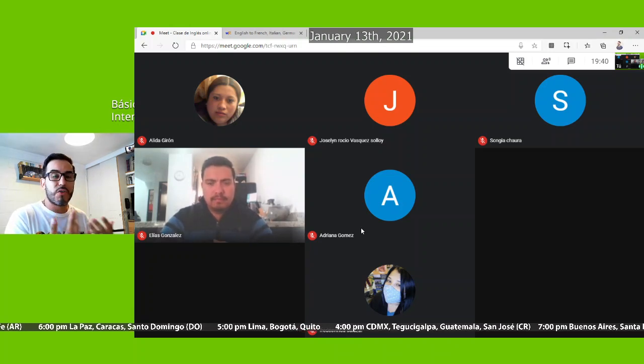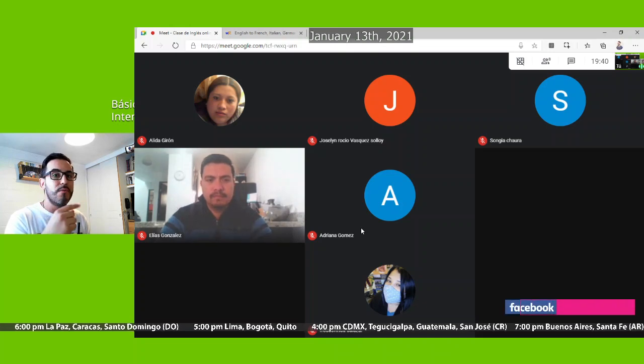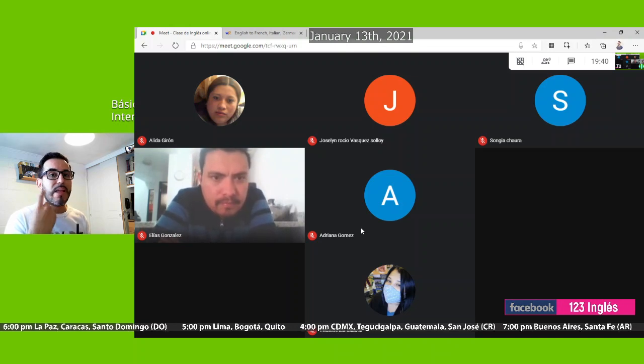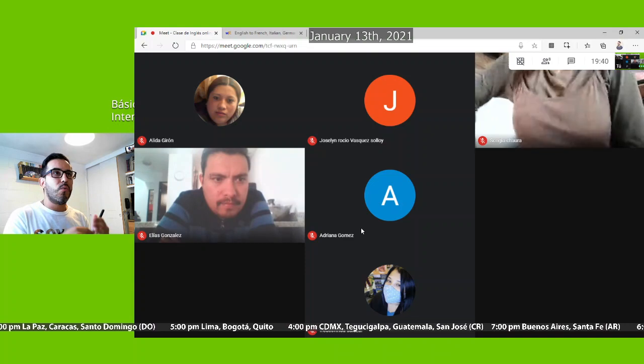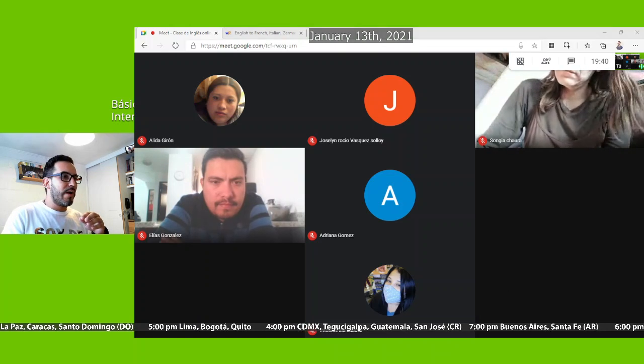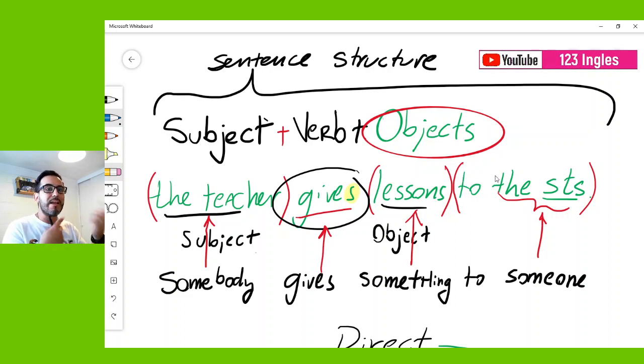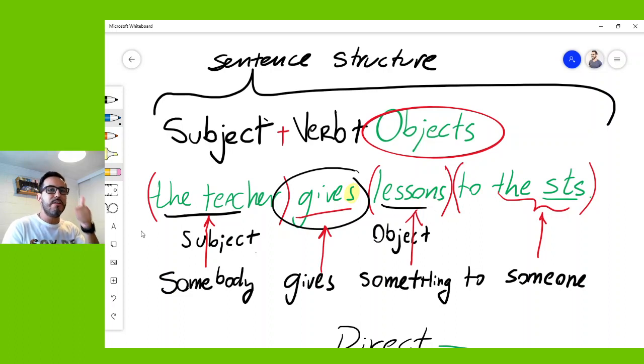But usually a conversation or a sentence will have more than one element to interact. There will be more than one person, more than one object, more than one place. So when there is an interaction, we need more elements, and there is the object. Let me go back to the whiteboard here. For example, in this sentence we find the teacher, the subject, and we also have the students. The students and the teacher are interacting, and additionally we have the lessons. So here we have three elements: the teacher, the lesson, and the students. We can see more than one element interacting in a sentence.